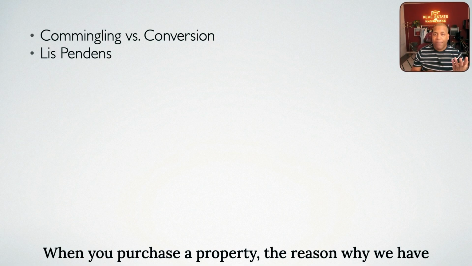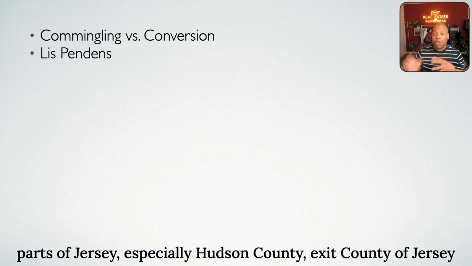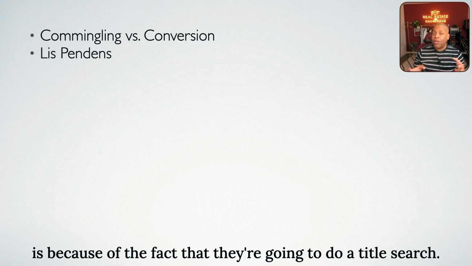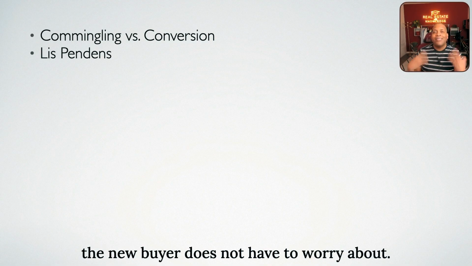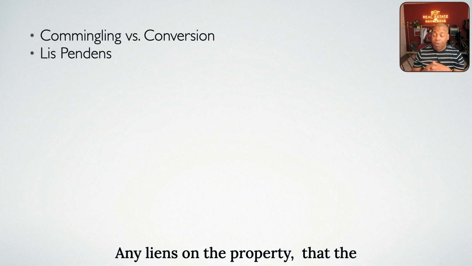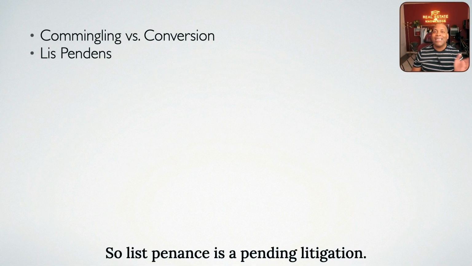When you purchase a property, the reason why we have escrow, the reason why we have attorneys in New York and parts of Jersey, especially Hudson County and Essex County, is because they're going to do a title search. They're going to make sure that the new buyer does not have to worry about any liens on the property that the previous owner is responsible for. So lis pendens is a pending litigation.